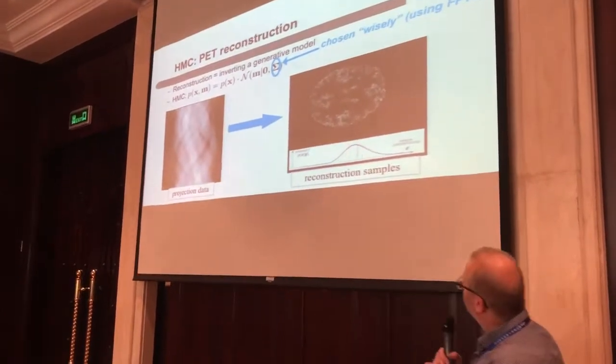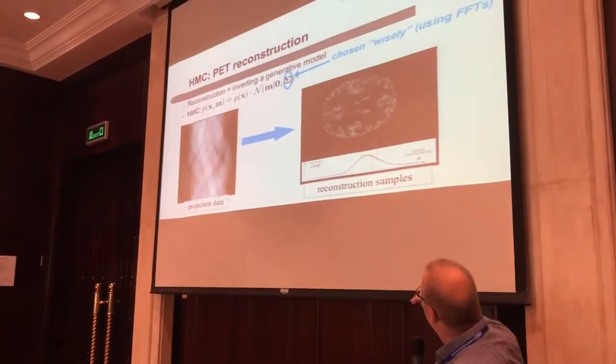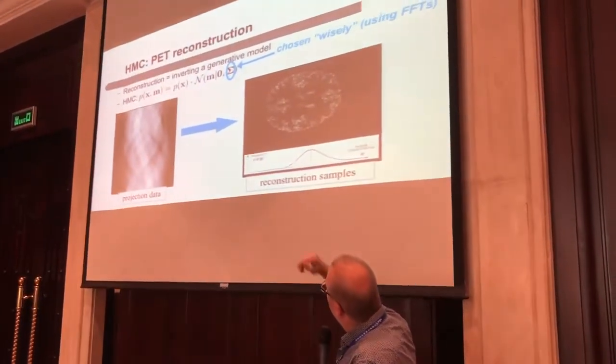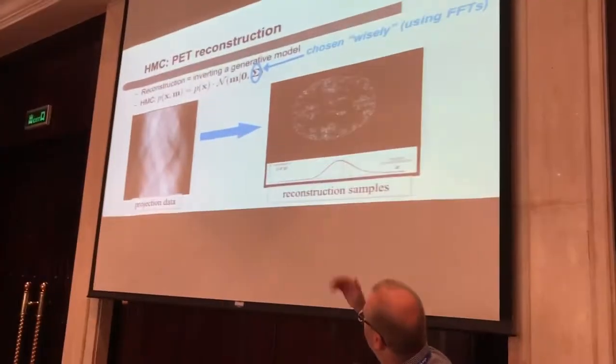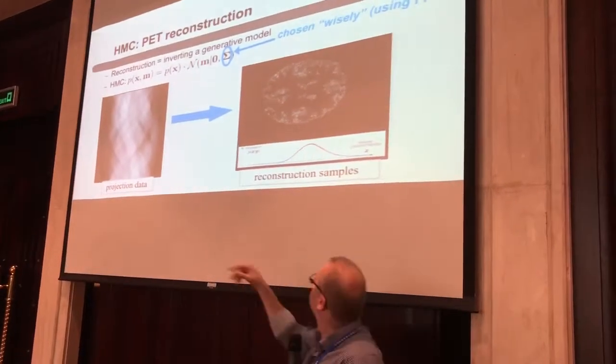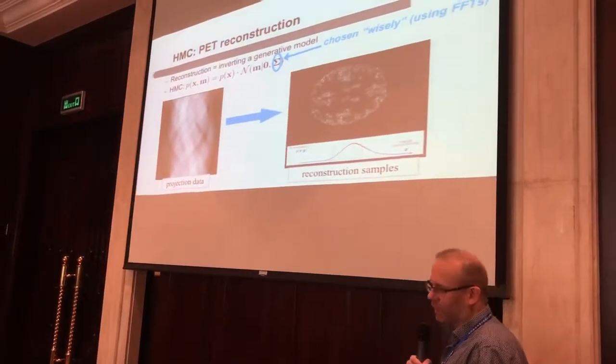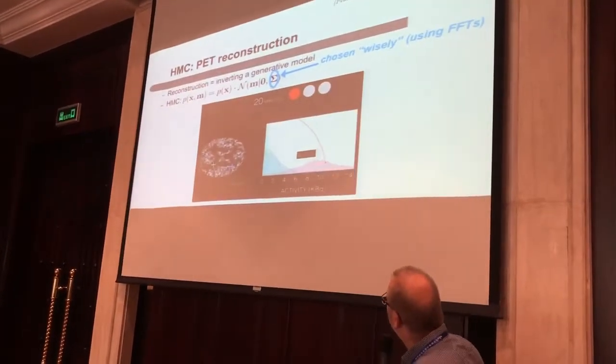Okay, I'm really out of time. I apologize for that. This is the last example. This is a PET scan. It's also a generative model. We use this Hamiltonian sampler to actually generate reconstructions from projection data. And you can do this pretty quickly. This is on a GPU. You can get several samples per second. And you can do stuff like this.